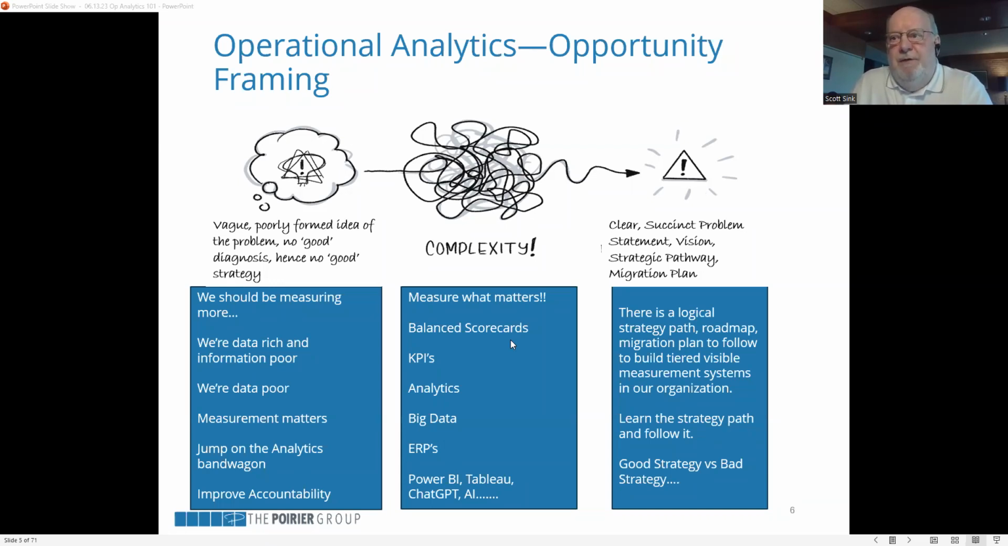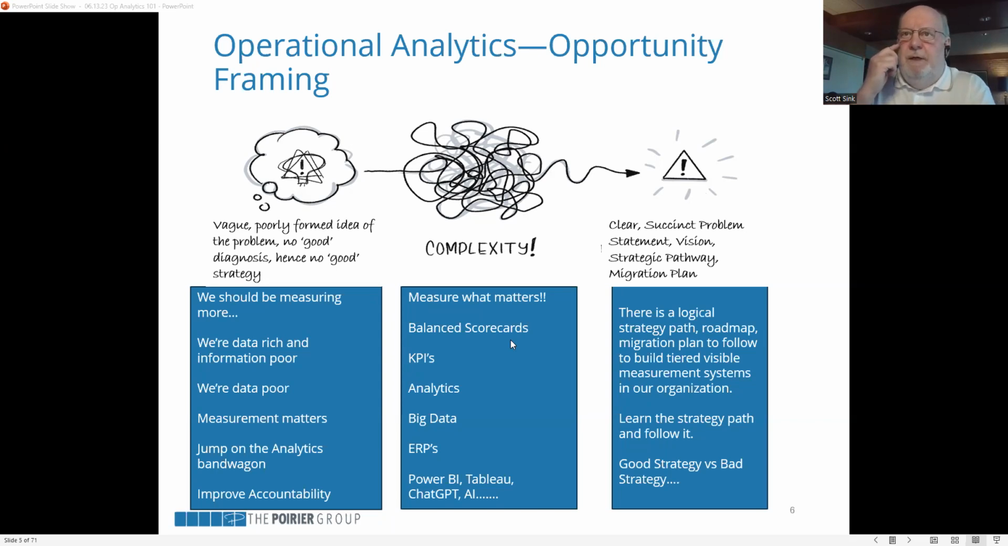Then we get into the complexity of, okay, now how do I make it happen? So we've got books called Measure What Matters. We've got balanced scorecards. We've got KPIs. We've got analytics. We've got big data. We've got ERP systems. We've got Power BI, Tableau, ChatGPT, AI, and on and on. And so things get very complex, and I think people get confused about where to start, and how to really do a better job of engineering management systems. How do I do a better job of engineering visible measurement systems that support ongoing improvement?